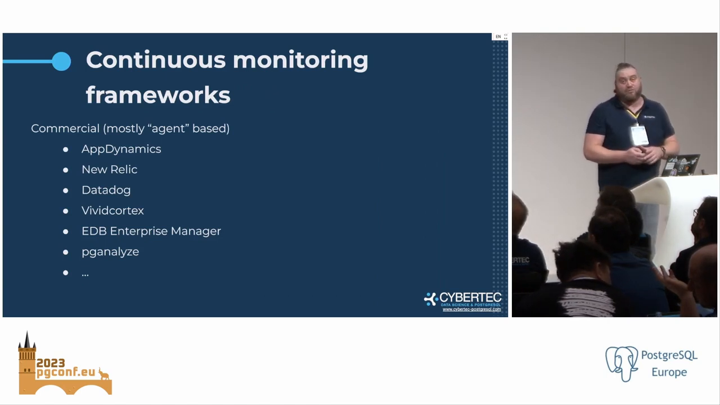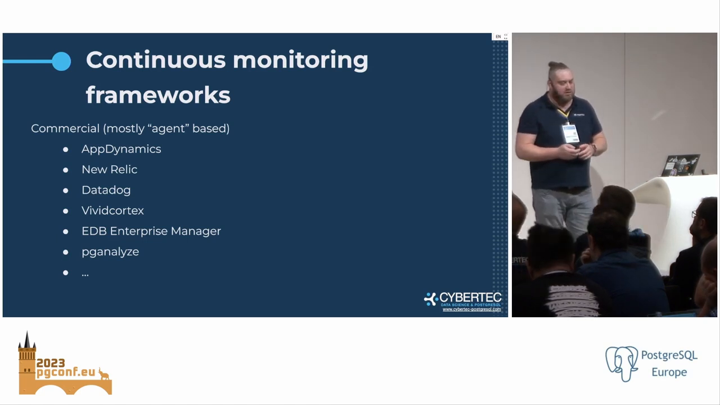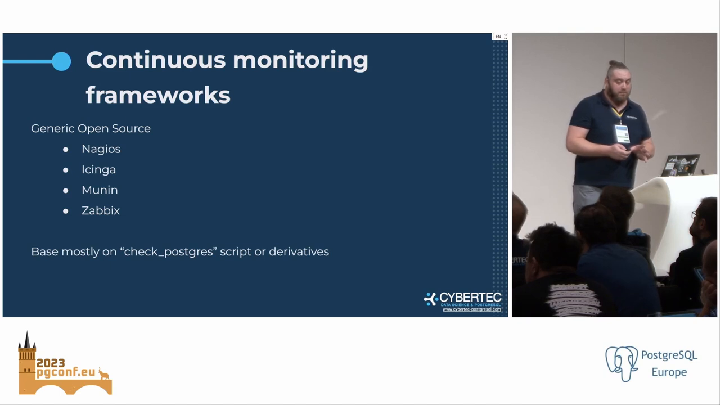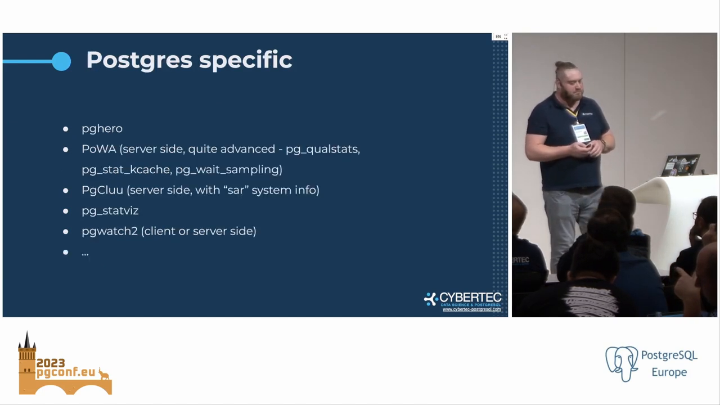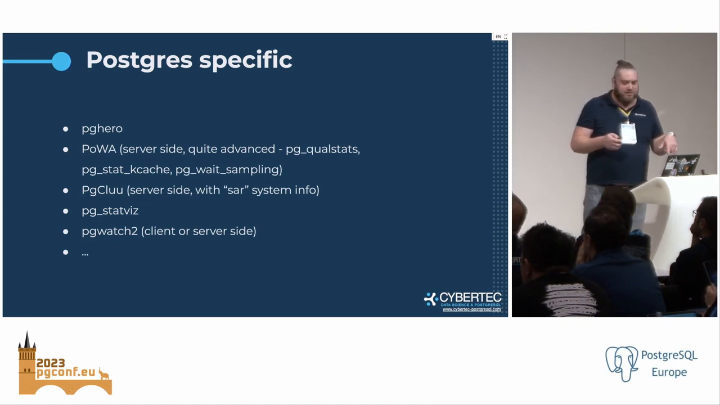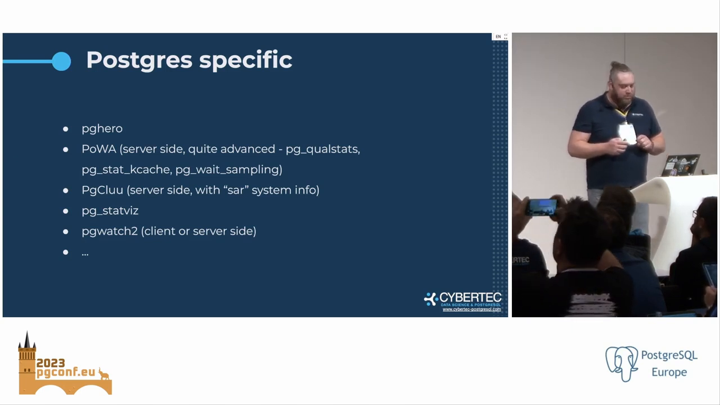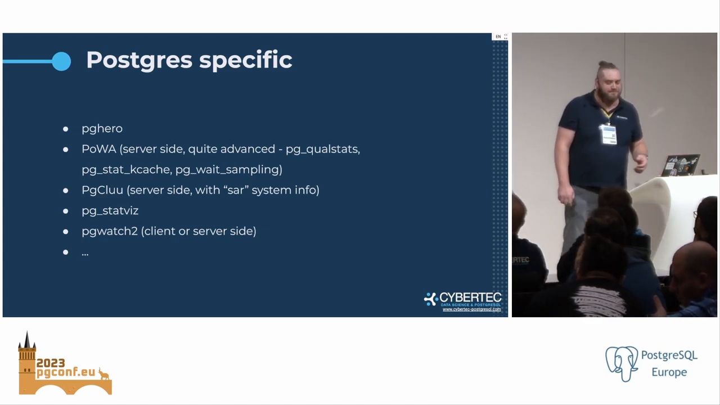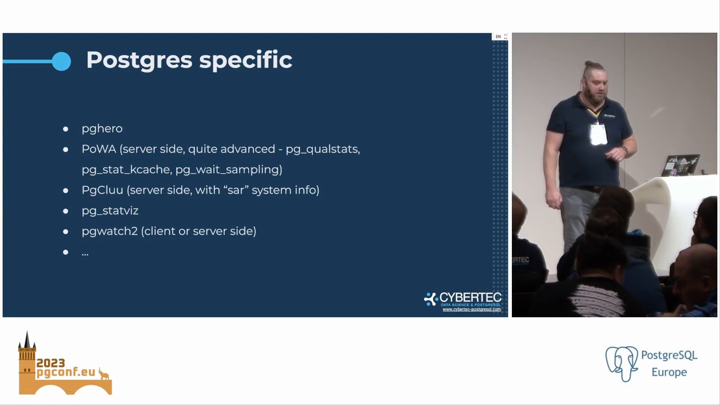What about continuous monitoring? We have a lot of commercial ones. I mentioned pganalyze already, for example, EDB Enterprise Manager, and so on. We have some open source, but they are mostly based on check_postgres script or other derivatives. And we have Postgres specific tools like PgHero, PoWA. The PoWA team are authors and maintainers of such great extensions like pg_qualstats, pg_stat_kcache, and pg_wait_sampling. pgCluu, pgStatWiz. Yesterday, our Google Summer of Code student gave a talk about it. I suggest you check the slides on the site. And pgwatch, which is made by Cybertec.